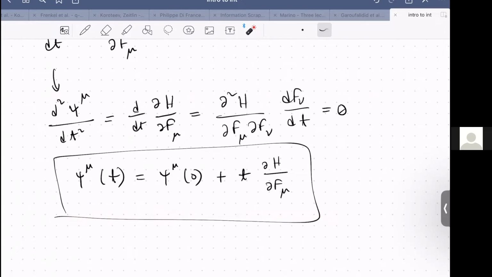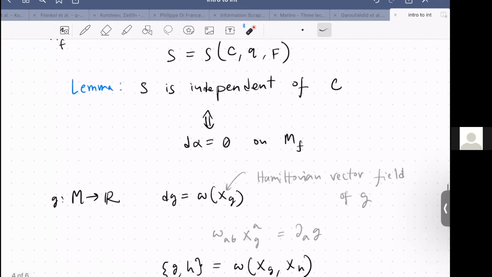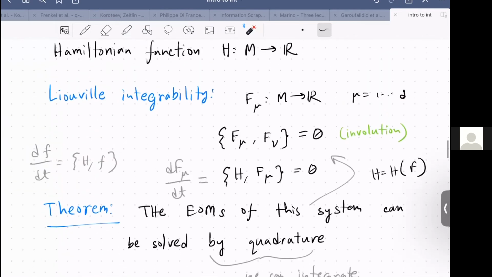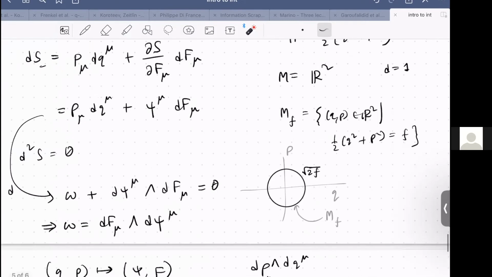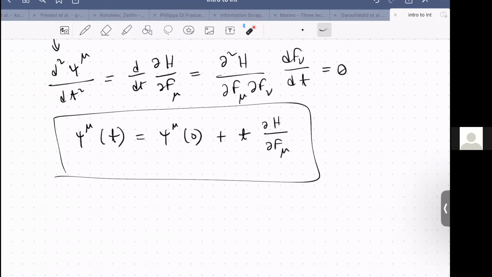Now, if you want, you can go back to the original coordinates. Then the solutions will look complicated, but you still have a solution. So in this sense, we have constructed a solution given these constraints. And this is what was implied by this statement, that the equations of motion are soluble by quadrature. And this is why this system is called an integrable system.